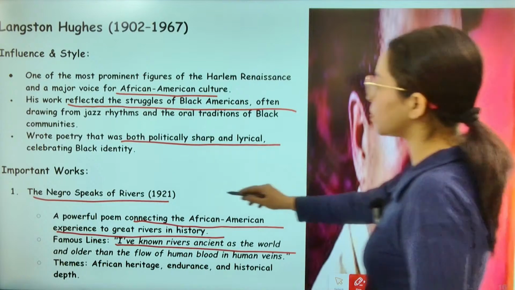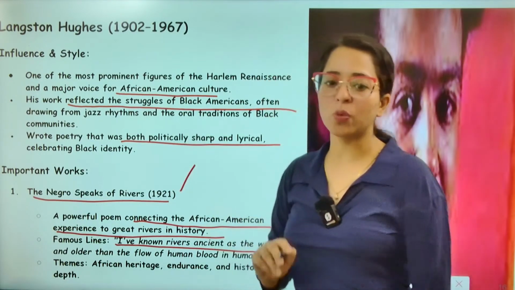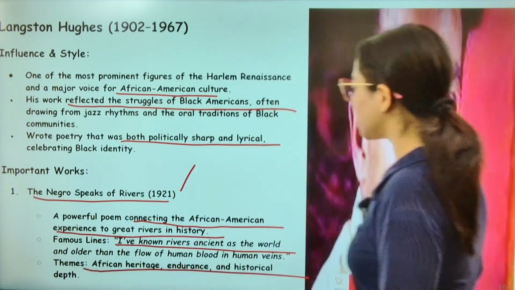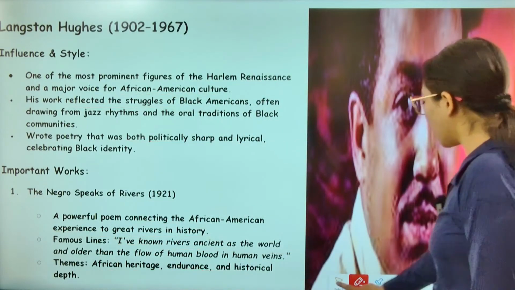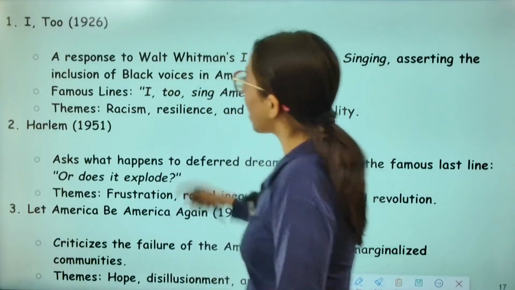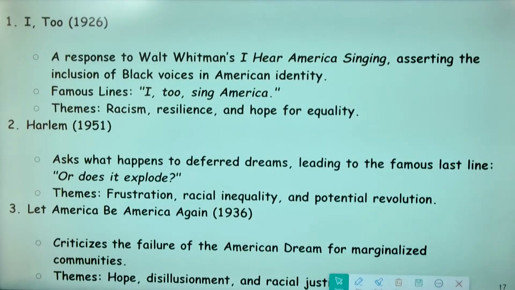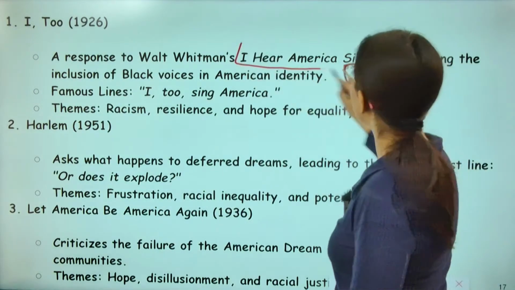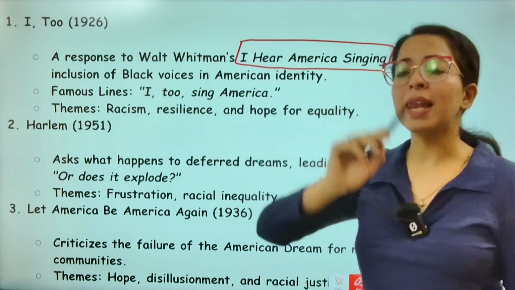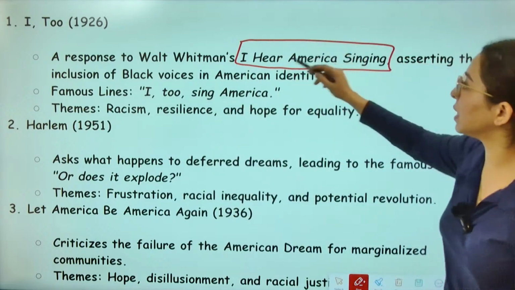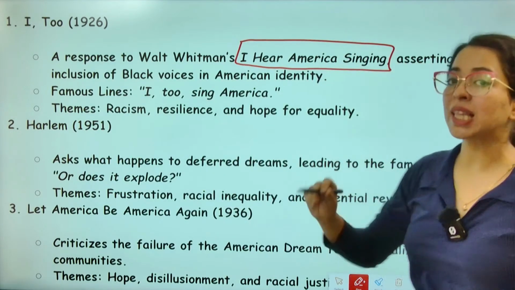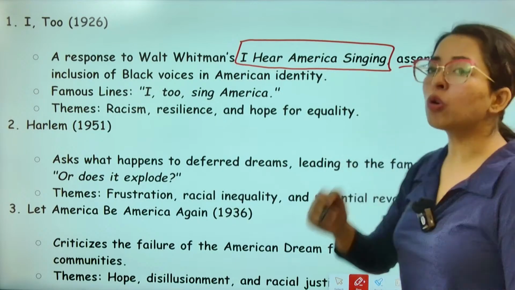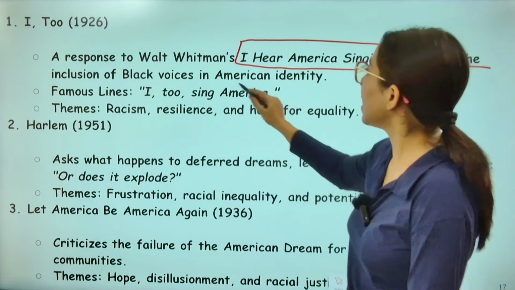Okay, so the Negro Speaks of Rivers. Make sure that you're reading this work. Why? Because Langston Hughes का ये बहुत important work है. Themes: African heritage, endurance, and historical depth are the themes in his works. I too इनका एक और work है Langston Hughes का, a response to Walt Whitman's I Hear America Singing. Okay, ये I too Langston Hughes ने Walt Whitman की जो poem थी I Hear America Singing, तो उसने बोला था I too. Okay, तो उसका response ये आया था, asserting the inclusion of black voices in American identity.